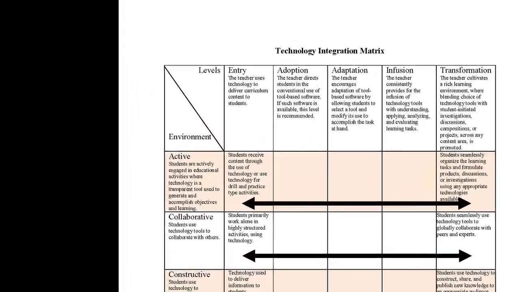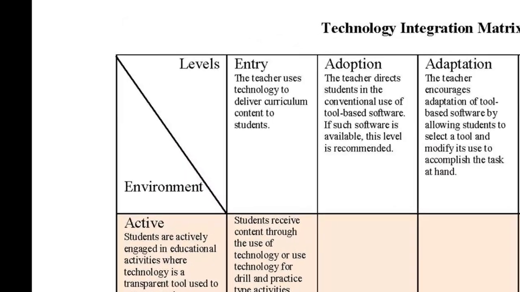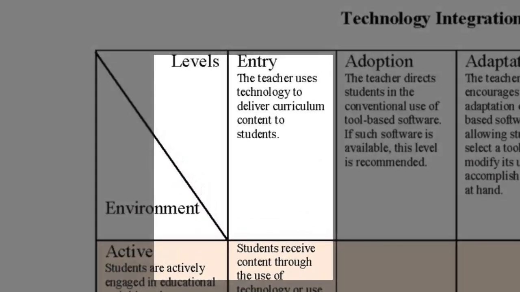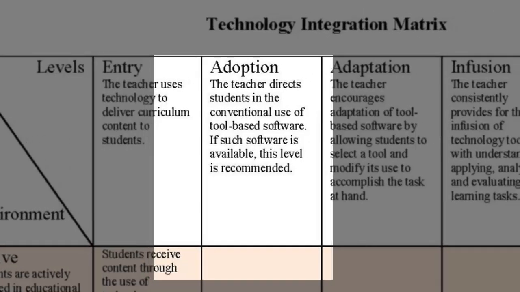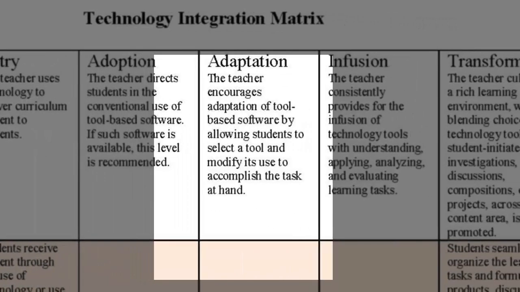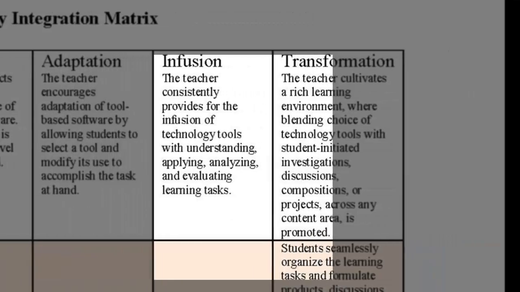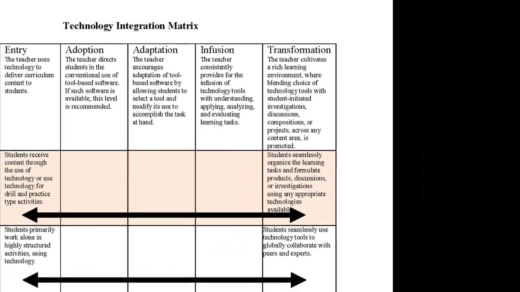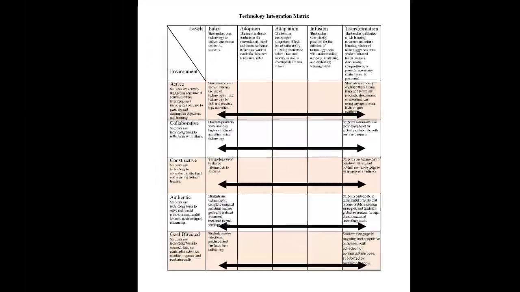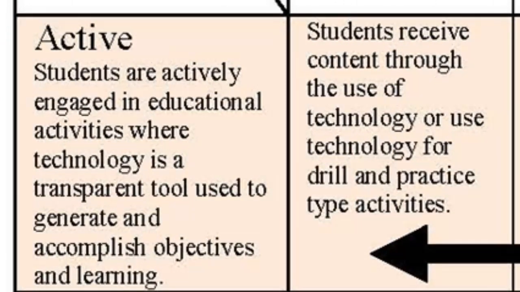Furthermore, the TIM measures tech use across these areas on a continuum, which begins on the low end with entry, followed by adoption, then adaptation, afterward infusion, and on the high end, transformation. So what do these opposite ends of this continuum look like across these areas? Let's find out. The active area of the TIM relates to what students are being asked to do.